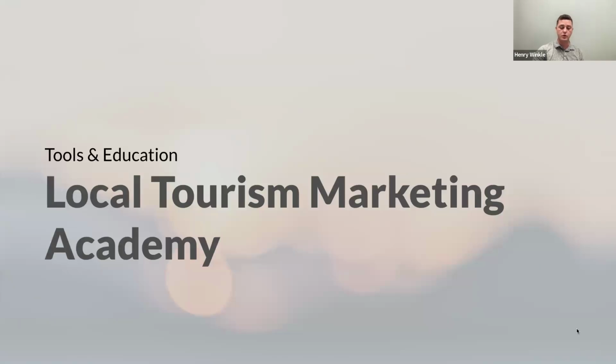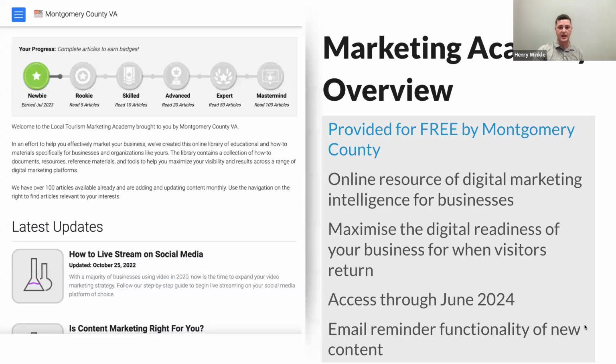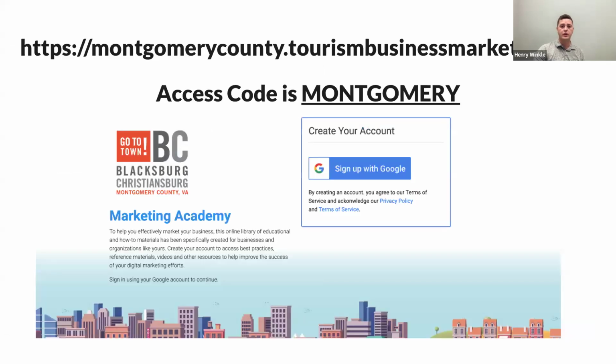Something that everybody is able to utilize today is the Local Tourism Marketing Academy. This academy is provided for free by Montgomery County. It's an online resource of digital marketing intelligence for businesses to help maximize the digital readiness of your business for when visitors return. You have access to this through June of 2024. We update content very regularly to keep it moving. It's a great spot to look into. To get started, you're going to go to this link, which Lisa's going to put into the chat here, and use the access code Montgomery.